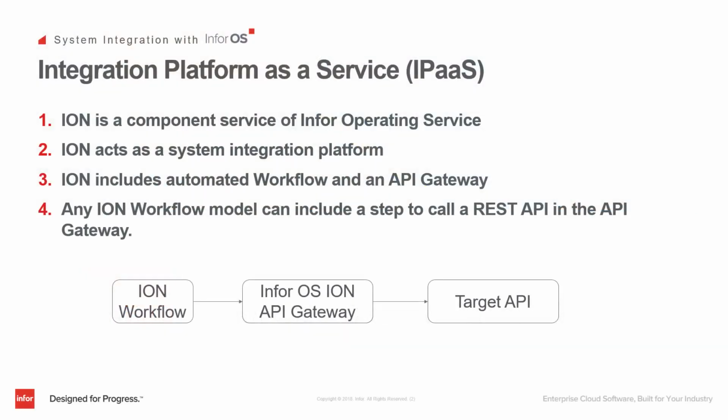A few things to make clear. Ion is a component service of Infor operating service, or Infor OS. Ion acts as a system integration platform. It includes a workflow tool and an API gateway tool, which we'll both use today. And any Ion workflow model can include a step to call a REST API in that API gateway.